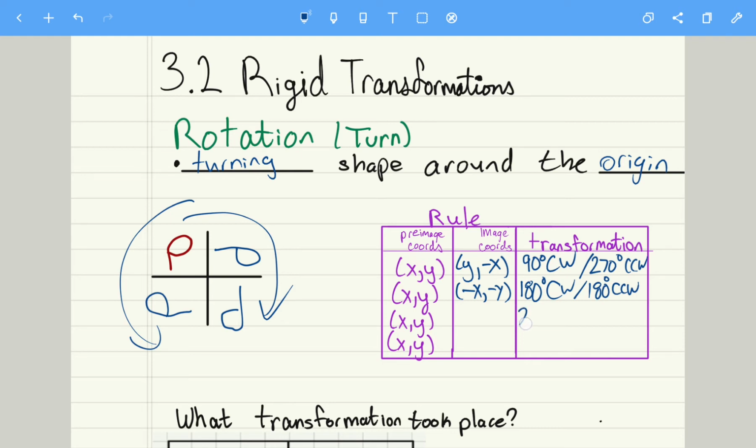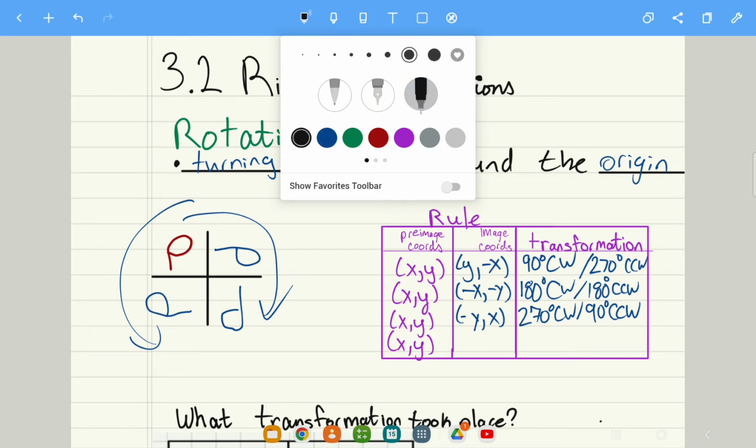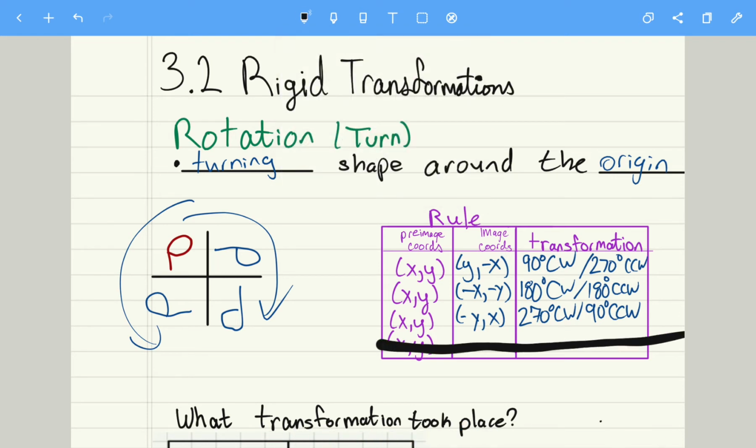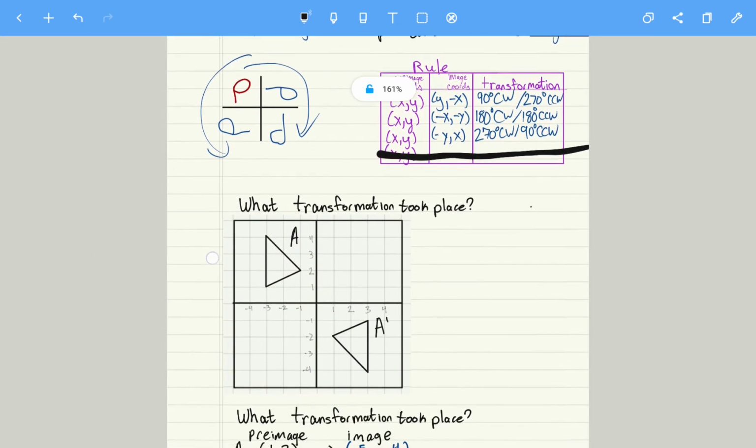Our last one is 270 degrees clockwise, which is the same as the 90 degrees counterclockwise. The y and x are going to flip places, but the first coordinate, the y, becomes negative. And then excuse the last row there, we don't need that. So these are our rotation transformations. Let's look at a few example problems now.